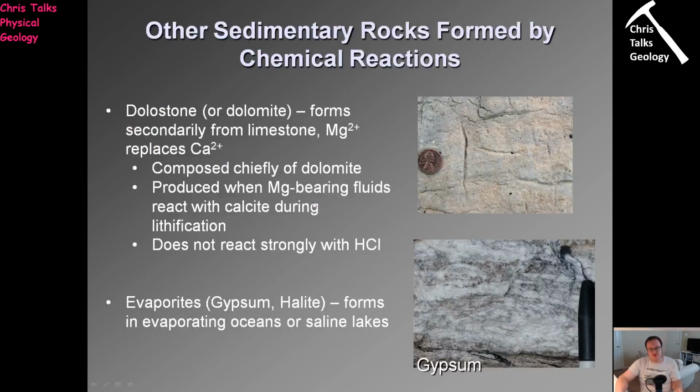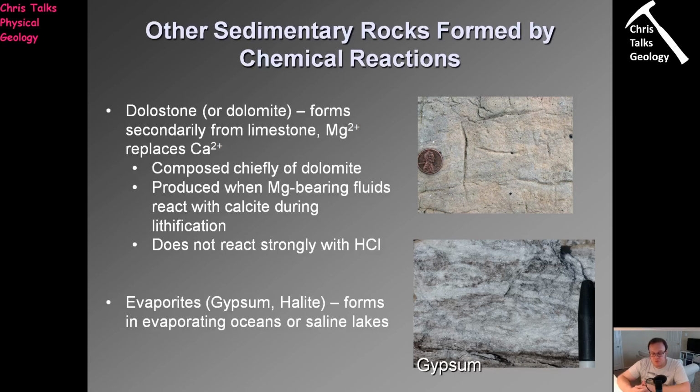A couple of other rocks. Dolostone. So dolostone is not a primary rock. It's made of a mineral called dolomite, and dolomite is calcium magnesium carbonate. So calcite, the stuff that makes limestone, is calcium carbonate. Dolomite and dolostone, which is the rock that forms from dolomite, is made from calcium magnesium carbonate.